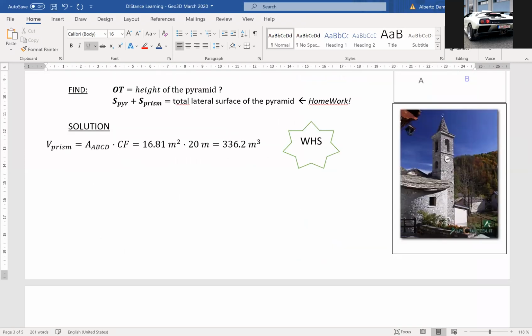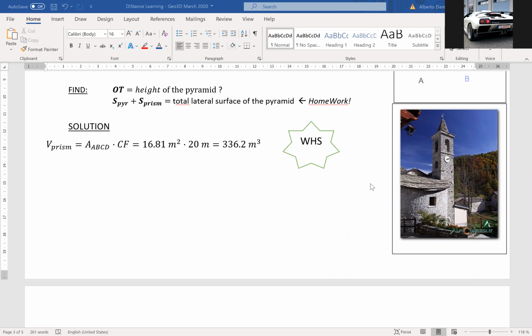Anybody? Another thing that we can calculate, share with me in the chat. What is your suggestion for calculation now? What do we need? Now we have the volume of the prism. What can we calculate now? Remember, we need to go to the height of the pyramid. This is what we need to calculate.